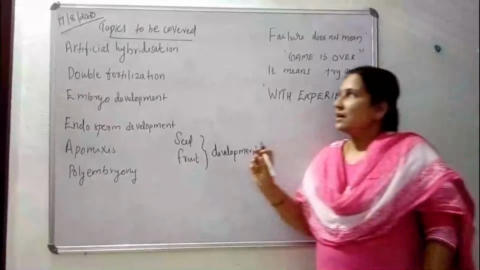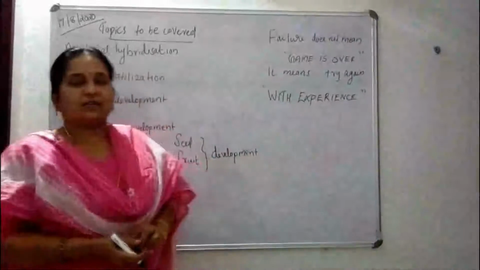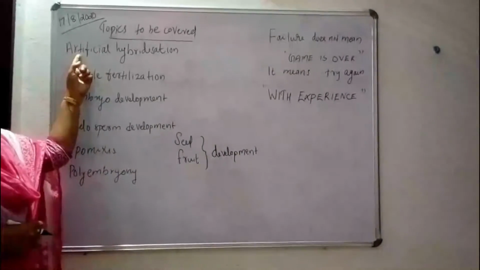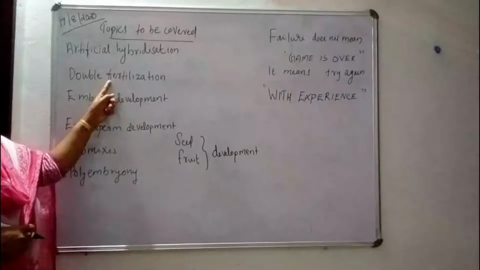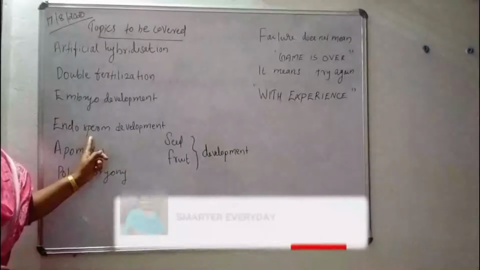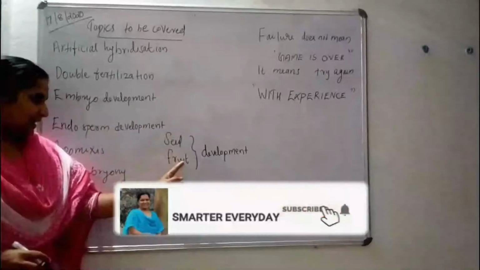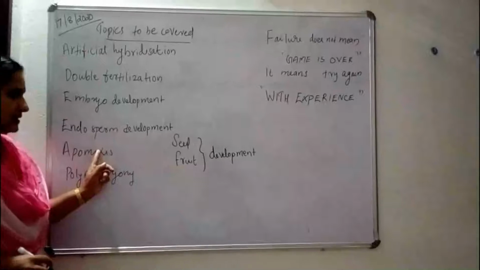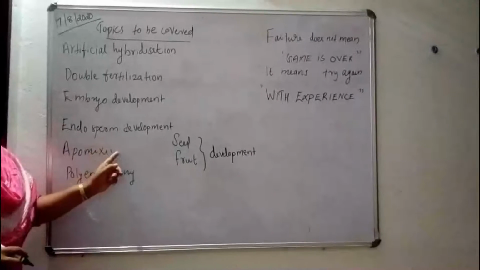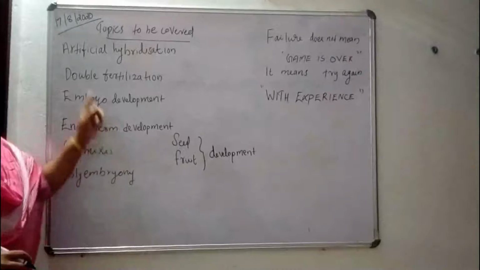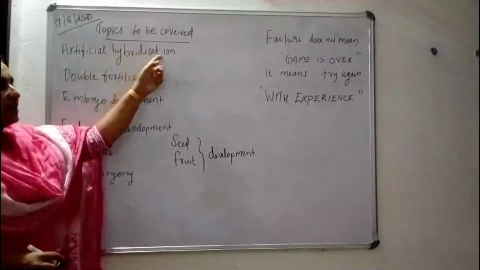Okay students, in today's session we are going to study these topics: artificial hybridization, double fertilization, embryo development, the development of endosperm, fruit, seed, then the two important phenomena found among angiosperms, apomixis and polyembryony. Yes, let us study what is artificial hybridization.